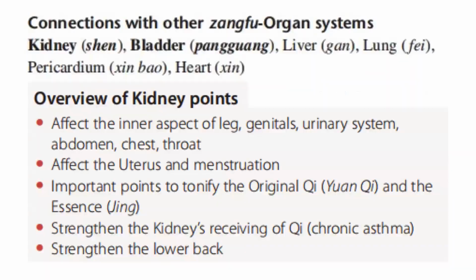Next is its connection with other Zhang organ systems. It has connections with the kidney organ, the bladder, the liver, the lung, the pericardium, and the heart. An overview of the kidney points and their functions: the primary channel affects the inner aspect of the leg, the genitals, the urinary system, the abdomen, the chest, and the throat. It also affects the uterus and menstruation.